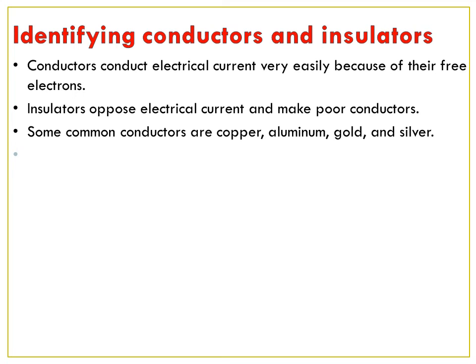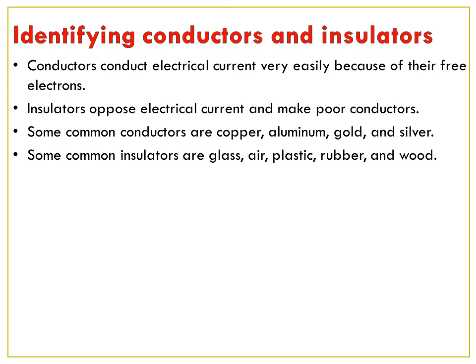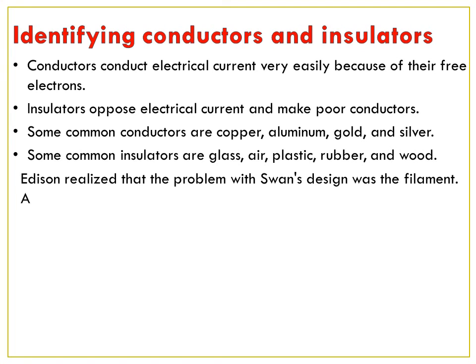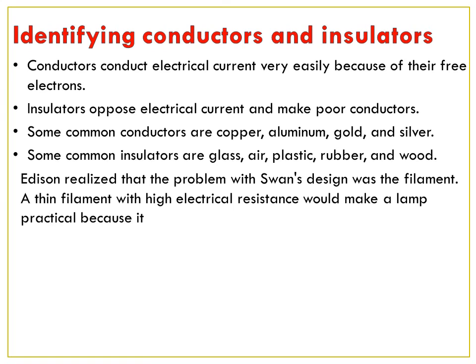Thomas Alva Edison realized that the problem with Swan's design was the filament. How did he discover the bulb? A thin filament with high electrical resistance would make a lamp practical because it would require only a little current to make it glow. Got it? He demonstrated his light bulb in December.